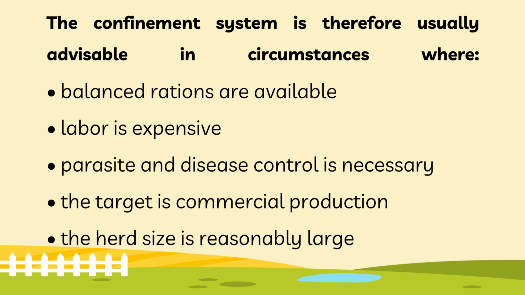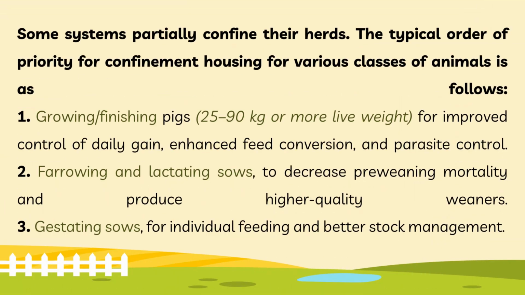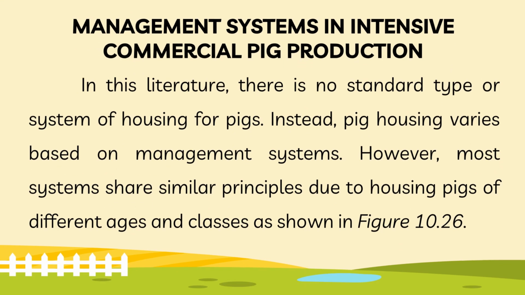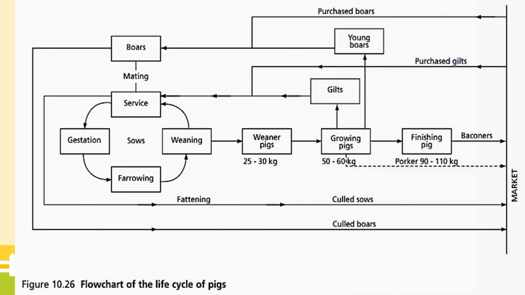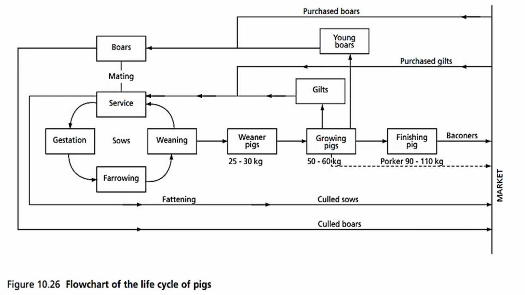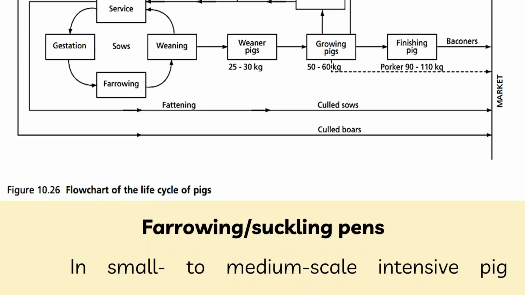The target is commercial production. The herd size is reasonably large. Some systems partially confine their herds. The typical order of priority for confinement housing for various classes of animals is as follows. In this literature, there is no standard type or system of housing for pigs. Instead, pig housing varies based on management systems. However, most systems share similar principles due to housing pigs of different ages and classes, as shown in Figure 10.26.